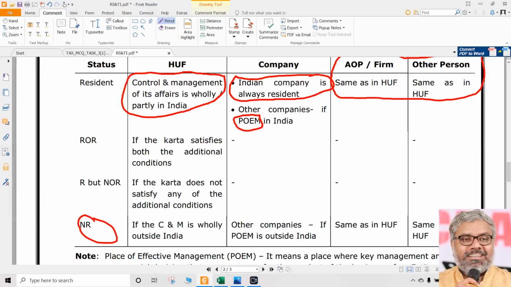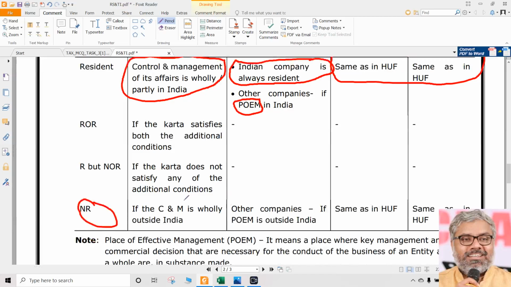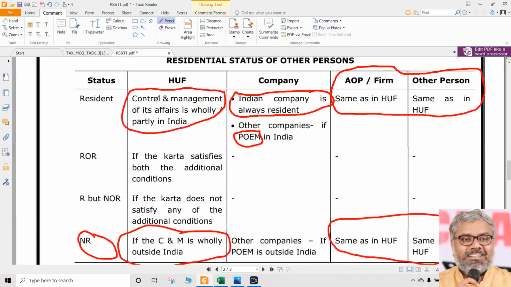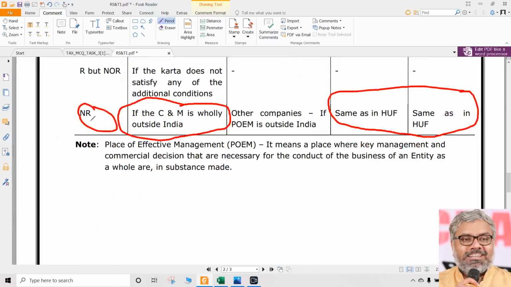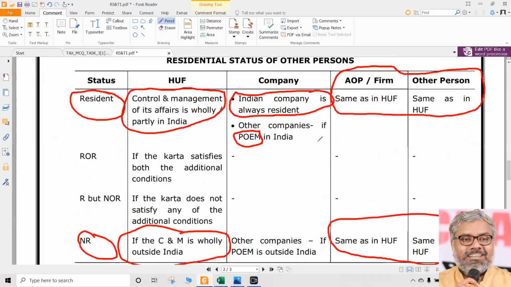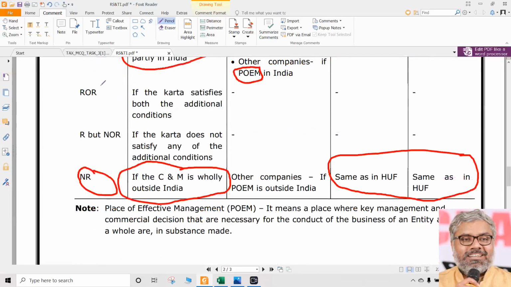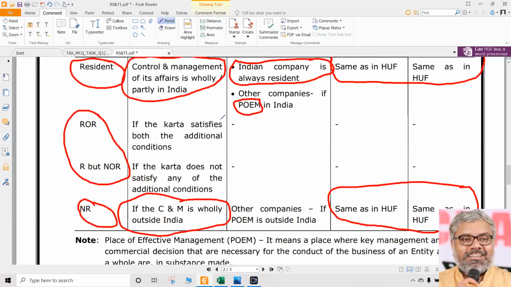Same with AOP, BOA and all other persons. If control and management of its affairs is wholly or partly in India, resident. If not, non-resident. So when if not means what? If the control and management is wholly outside India. So then it's the same thing as HUF here also. So for all others like AOP, firm, other person, HUF, the basic determination of residential status, resident and non-resident, is going to be the same. There is no difference in that case. But when it comes to HUF, there is another possibility of the HUF being ROR or RNOR. How is that going to be determined for HUF? That also we know.